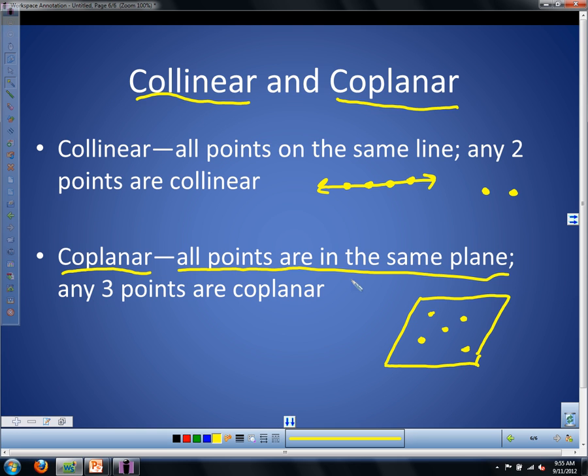Questions on collinear or coplanar? Co just means together. Linear, on a line; planar, on a plane.